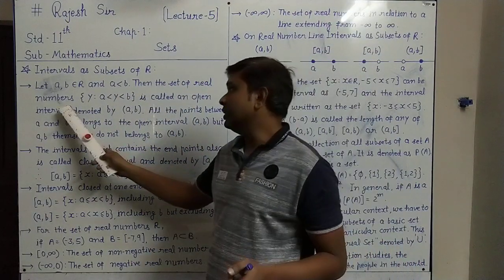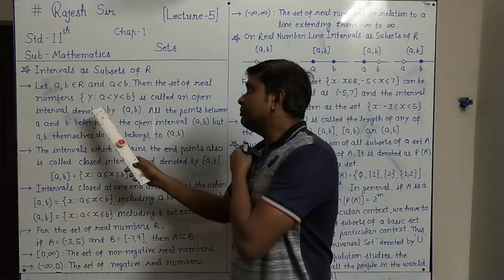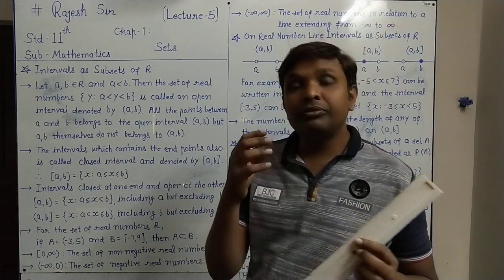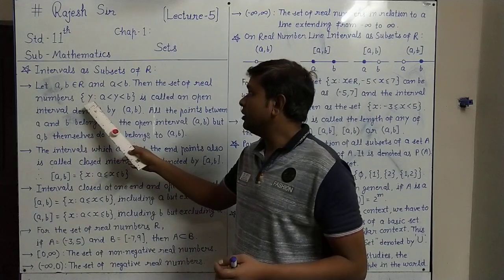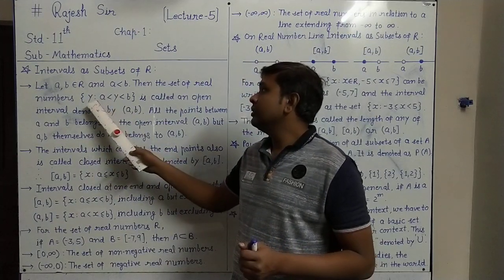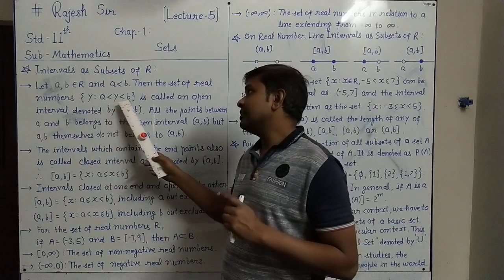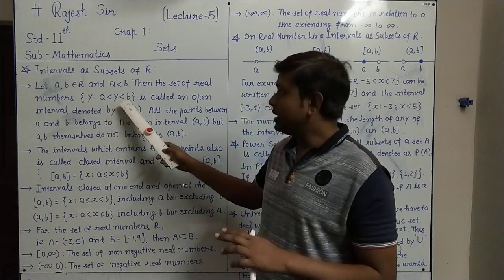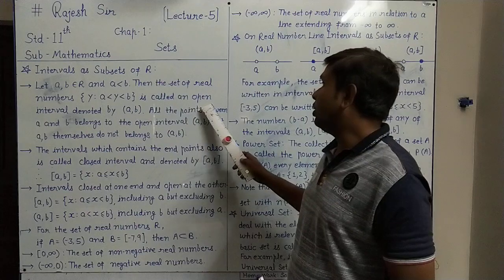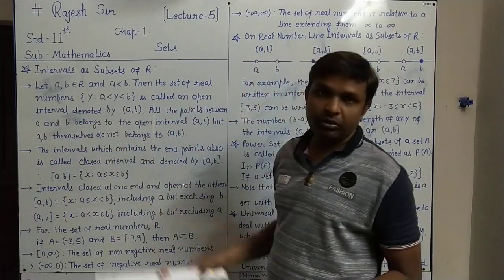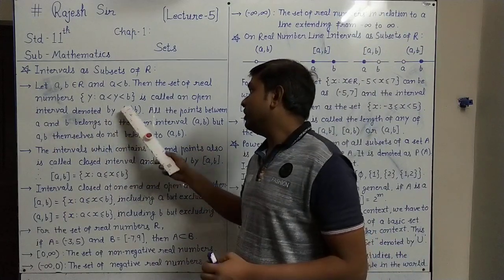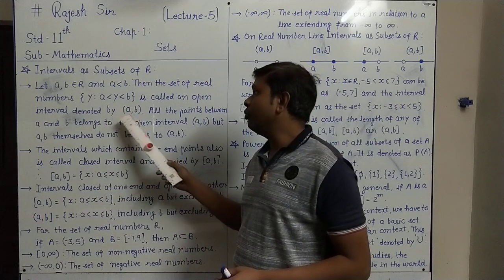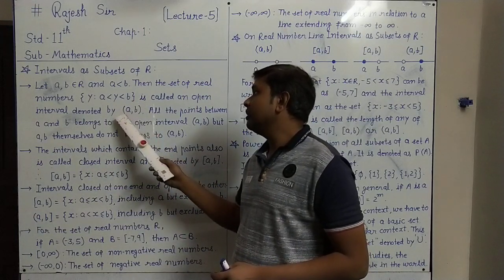Then we write the set of real numbers as the set of Y, or X, or any alphabet used to denote the elements of the set. Y is used here, with the condition that A is less than Y less than B. This Y is greater than A but less than B, and it is called an open interval, denoted by this bracket, open interval AB.